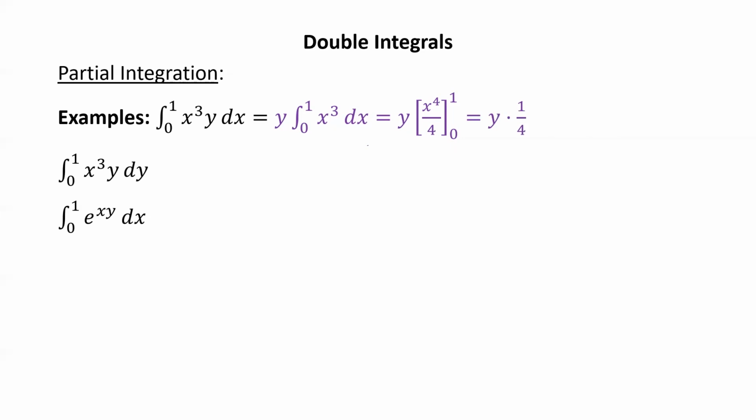And using the fundamental theorem of calculus, we could plug in the 1 to get 1/4. We plug in the 0 to get 0 and subtract. So we just get 1/4. So we have y times 1/4, which is y over 4.